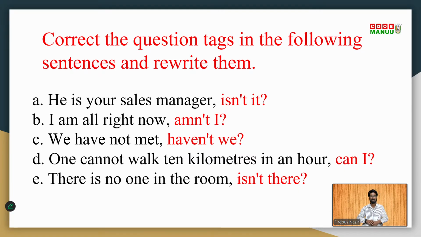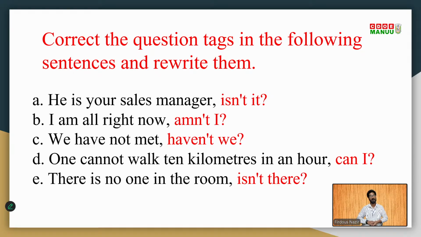Correct the question tags in the following sentences and rewrite them. He is your sales manager. Find out the mistake here in the question tag. Which pronoun do we have? It. But in the statement, which pronoun do we have? He. So the pronouns are not matching. So it is wrong. It should go like this: he is your sales manager, isn't he? Then my next one, I am all right now. I told you when we have am in a statement, it changes, and the statement is positive.